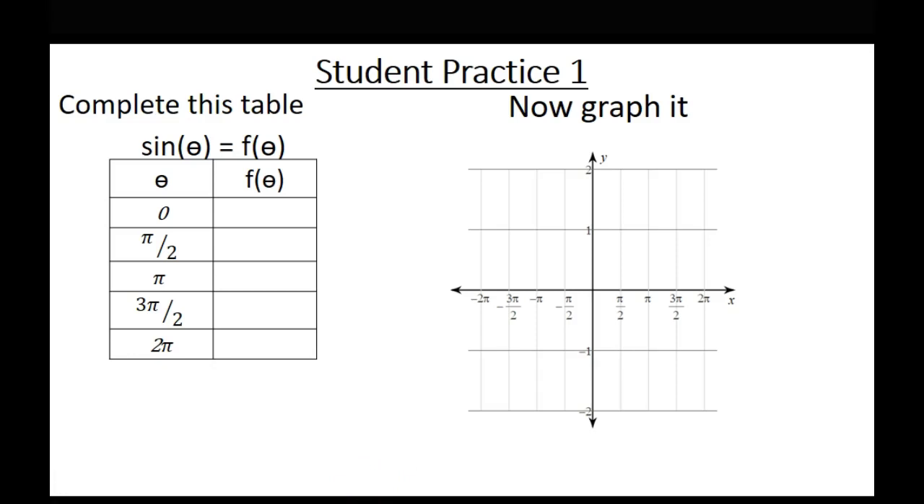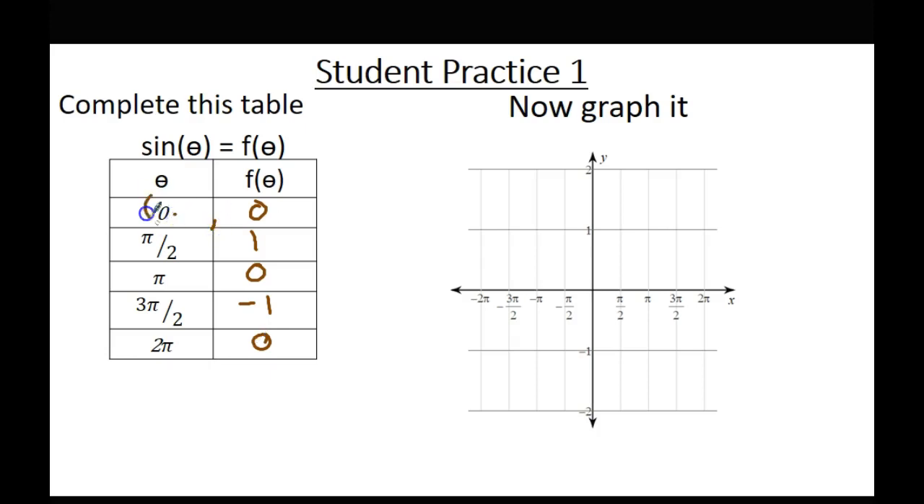So Armando, what'd you get for 0? 0. I agree. Brooklyn, what'd you get for pi over 2? Cool. Melanie, what'd you get for pi? And Juliana, what'd you get for 3 pi over 2? And then Alondra, what about 2 pi? 0. The y value. Okay, so let's go ahead and graph these points.